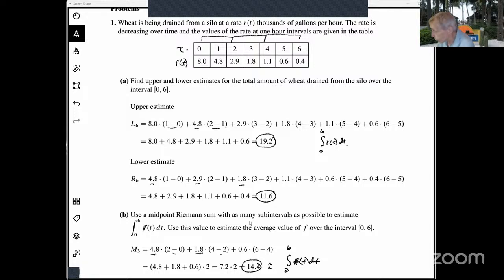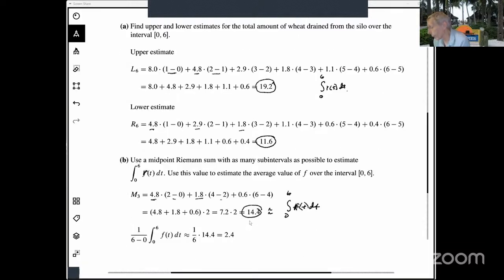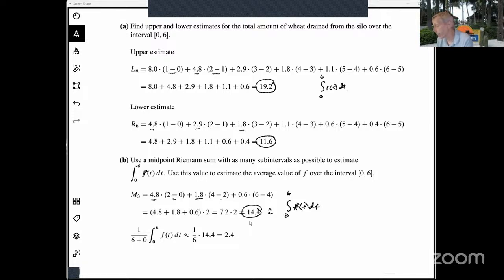And now we're going to use that value to approximate the average value. And that would just be 1 divided by 6 minus 0, 1 divided by b minus a, times that estimate for the definite integral. Sorry, that should be an R. And that's approximately 2.4. That's pretty cool.